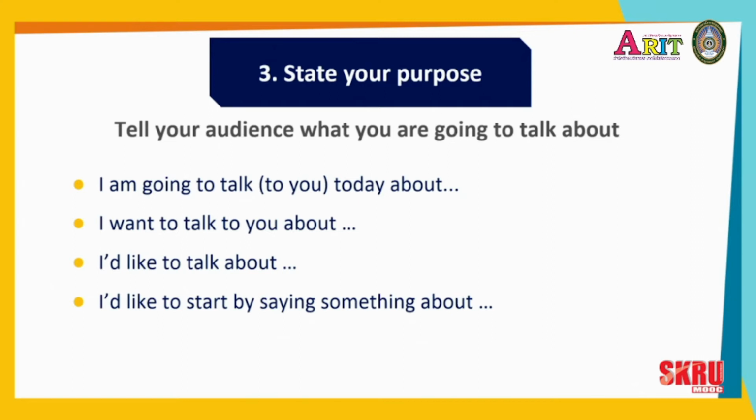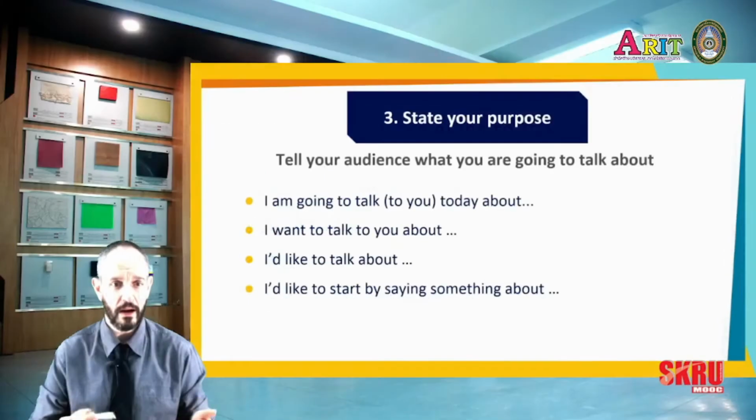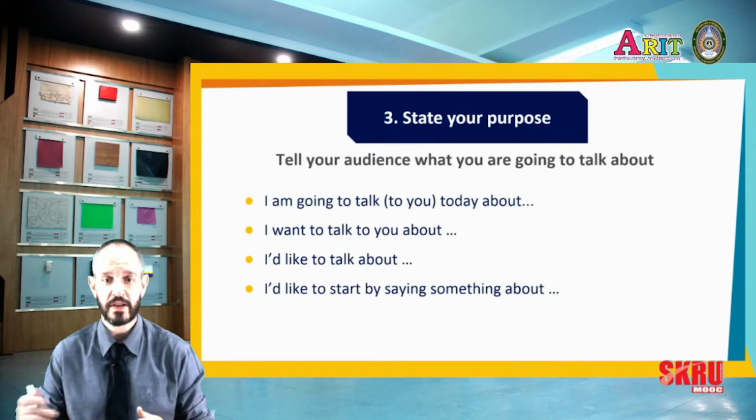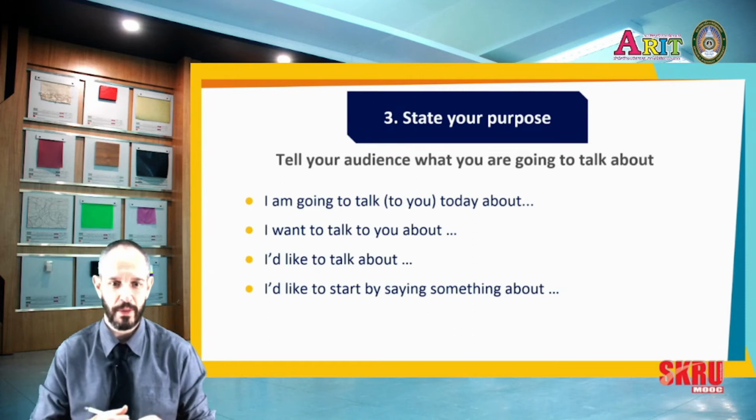Next, you want to state your purpose. What are you going to talk to them about? So there's a couple of phrases. Again, choose your own. We have four here. I'm going to talk to you today about. I want to talk to you about. I'd like to talk to you about. And I'd like to start by saying something about. So they're all very similar in meaning. Again, choose whatever one you feel comfortable with. Practice it a couple of times. And you also know when you're hearing an English presentation, when someone says this, you know what they're doing now.